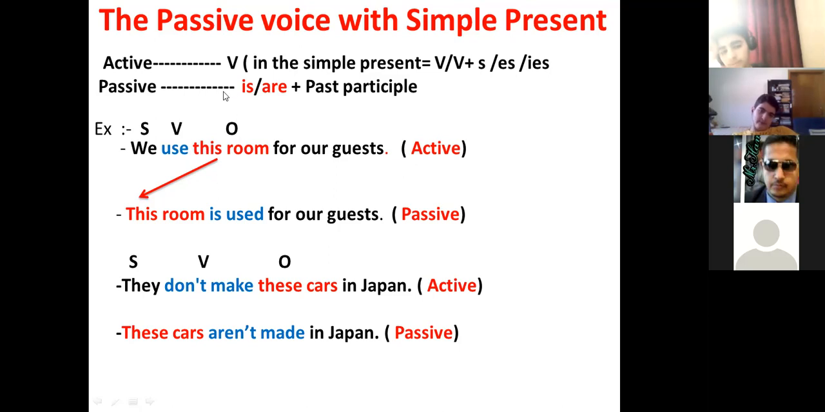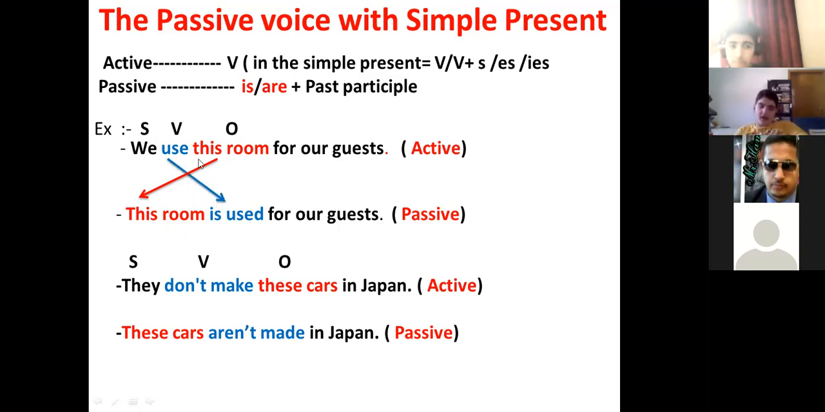And what is the form of the present simple in the passive voice? Is or are plus past participle. So is this room singular or plural? Singular. So we use is, okay? Is plus the past participle from the main verb used. So we said this room is used.